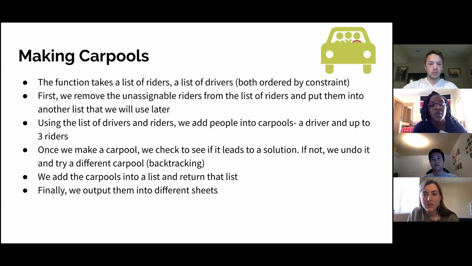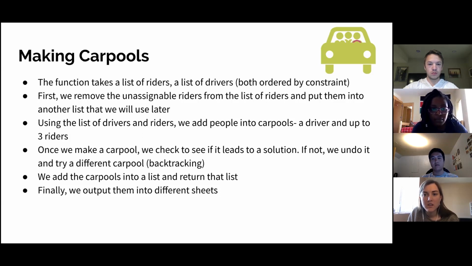We've looked at the list of all the drivers and there's no driver whose time matches with this rider at all. So we put that into another list that we'll use later. Then, using the list of drivers and riders left, we add people into carpools. Looking at their times and schools, we add them into a carpool with a driver and up to 3 riders.